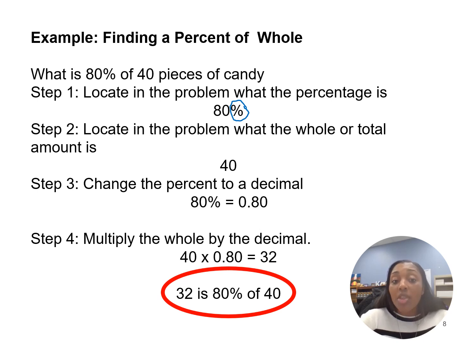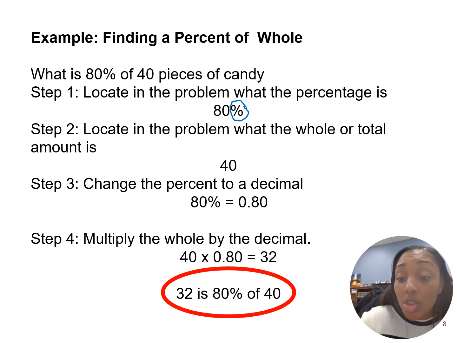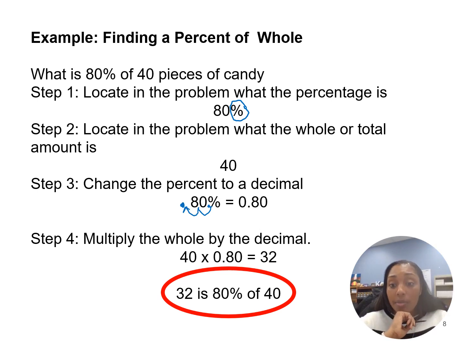And so now my third step is I'm going to take that percent and change it to a decimal. And we learned in our video yesterday, we'll put the decimal at the end of the number and go 2 hops away from the percent sign. And that's how I end up with 0.80. Now, my last step is to take that decimal, 0.80, and multiply it by the whole or the total. So because my total was 40, I'm going to multiply 40 times 0.80, and that's going to give me 32. So that means 32 is 80% of 40.